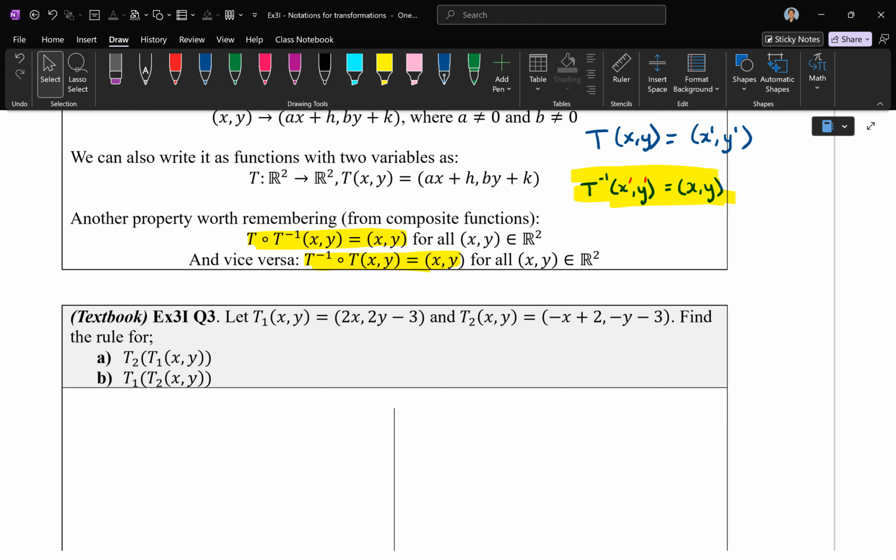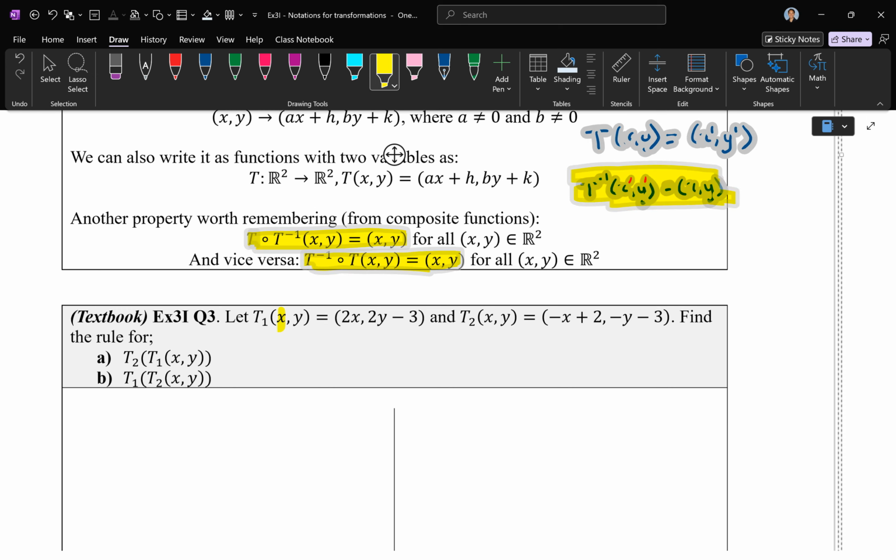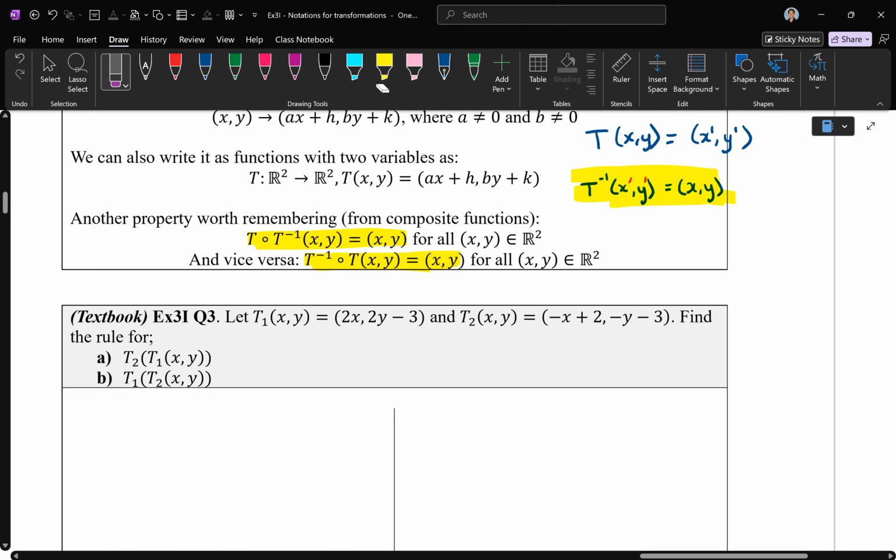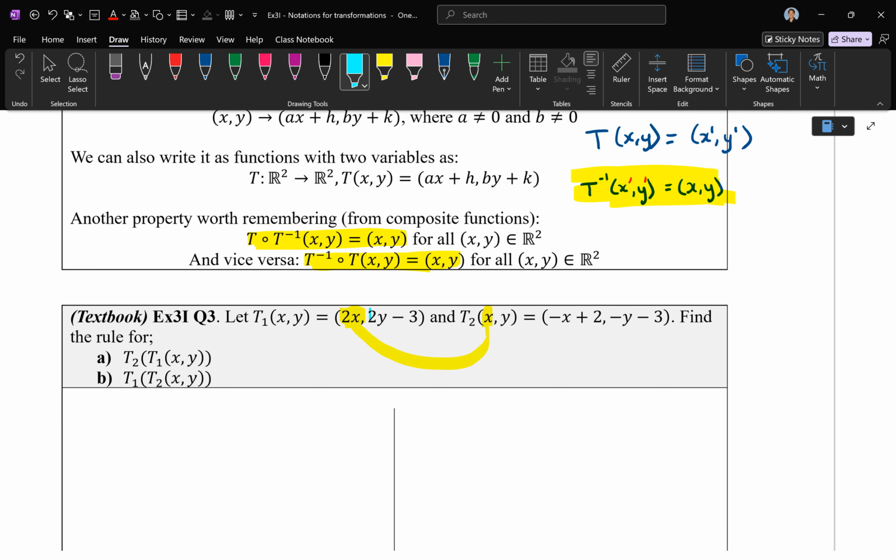So that means they're saying take the x's, sub it into the x's here. Take the y's, I'm going to highlight it. So take the x's and substitute into the x. Take the y's and substitute in the y's, because that's what it's saying. Take T1, sub it into T2. So if you do that, you're really just substituting 2x over here.